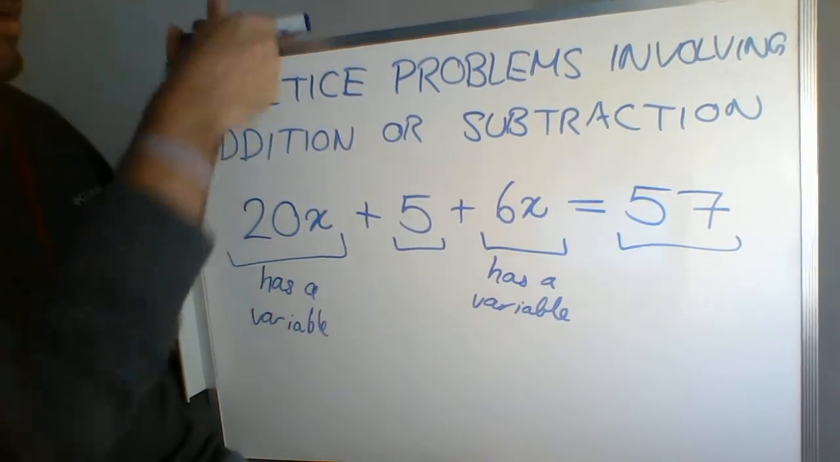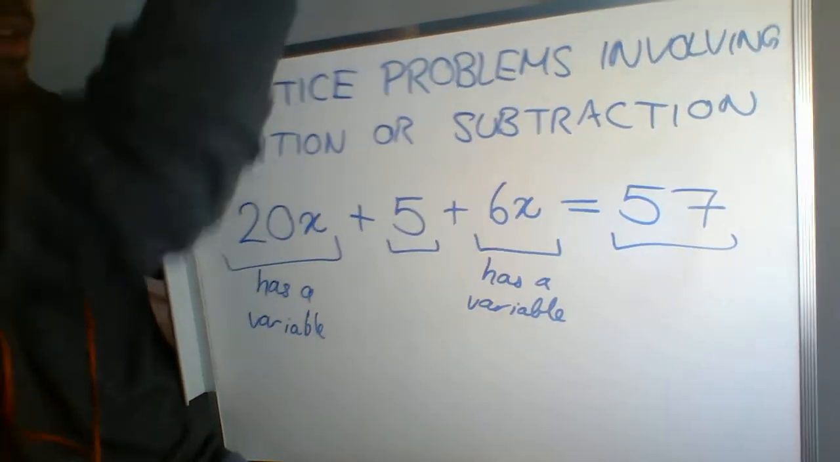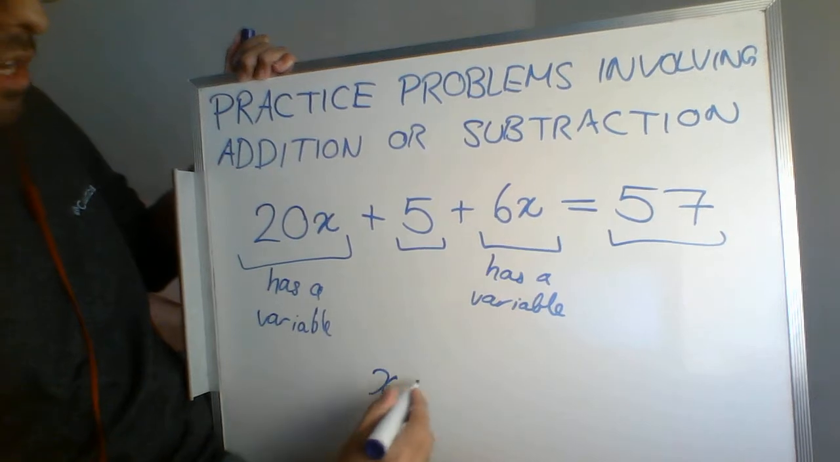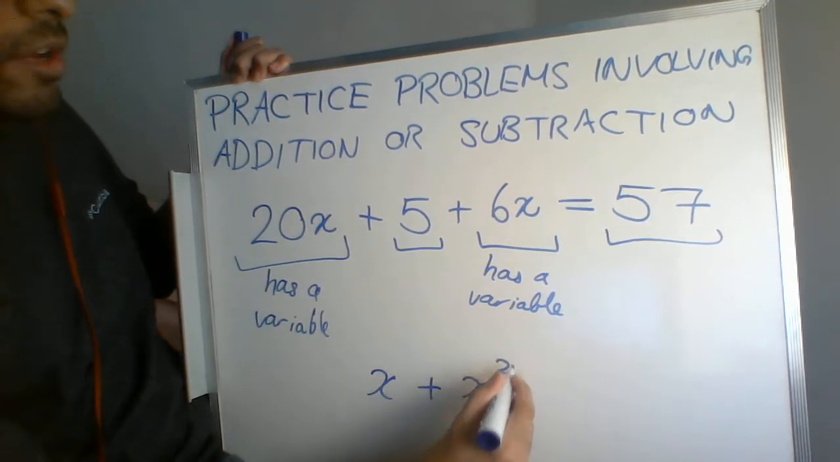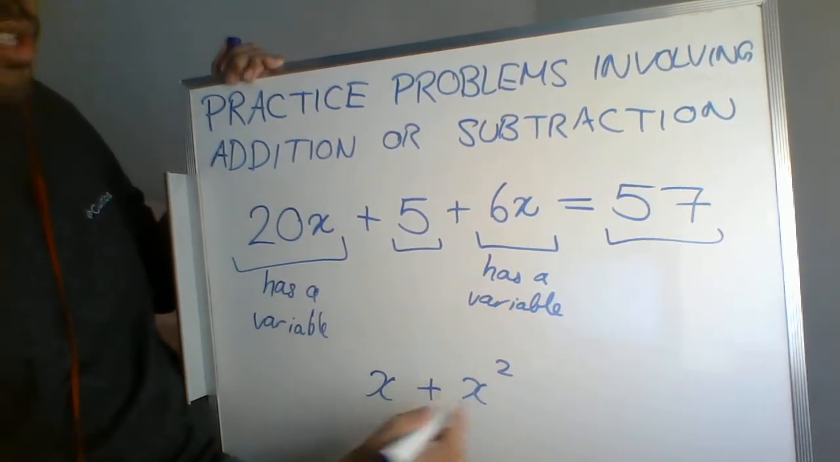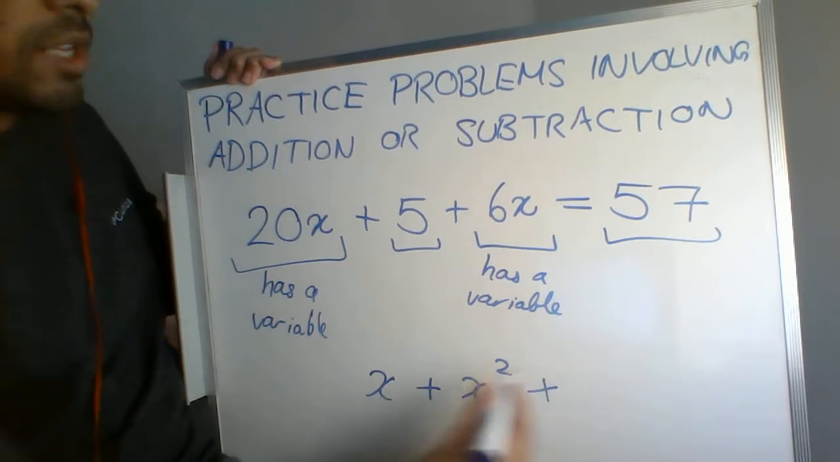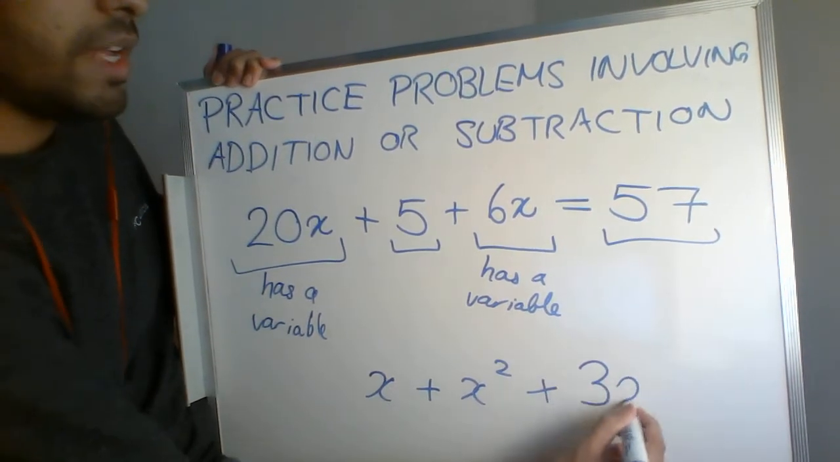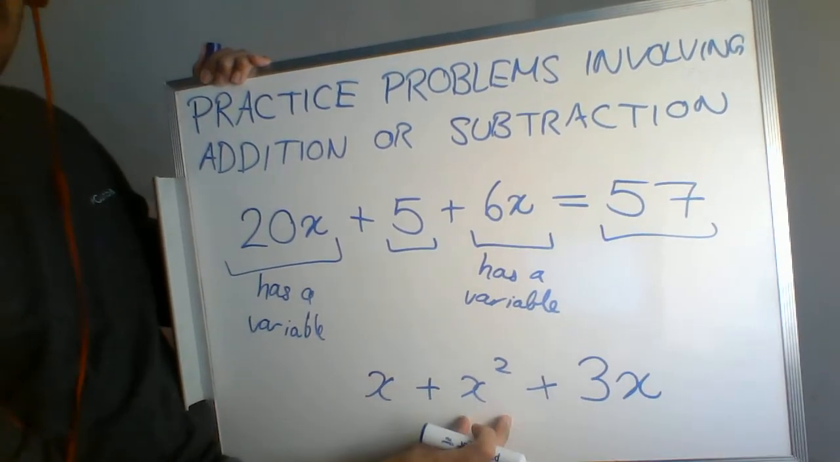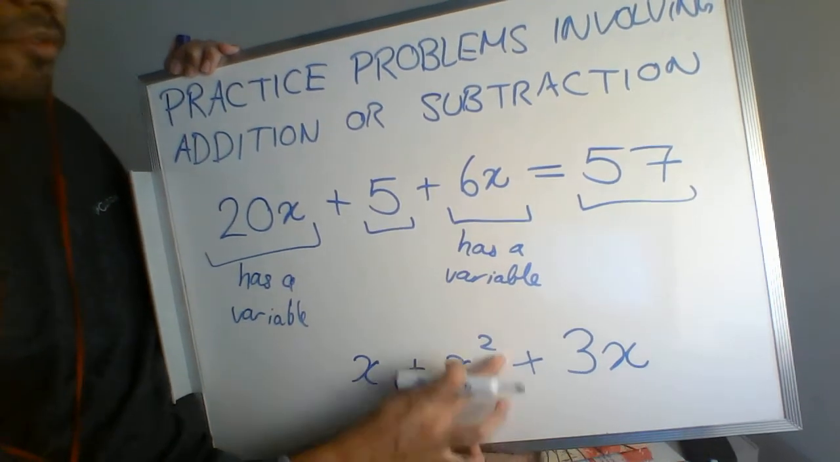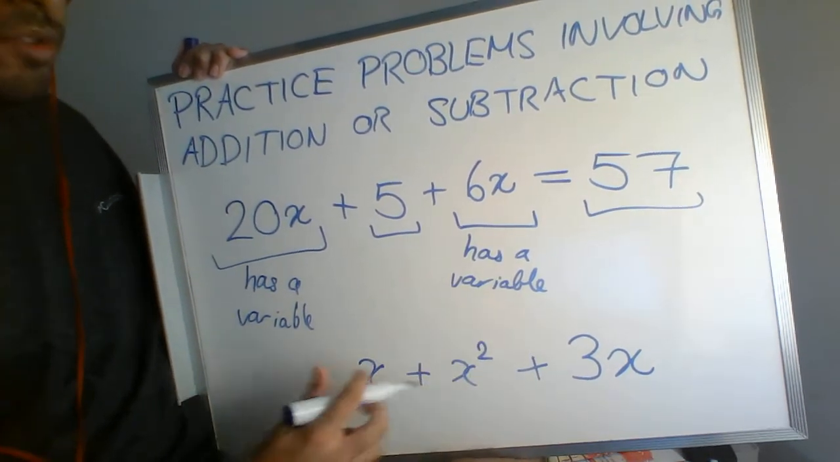So this is a bit of a side note: if you had x plus x squared, we can't add those two terms together. But if you had x plus x squared plus 3x, then this x squared doesn't have the right type of variable to be added to the other things.